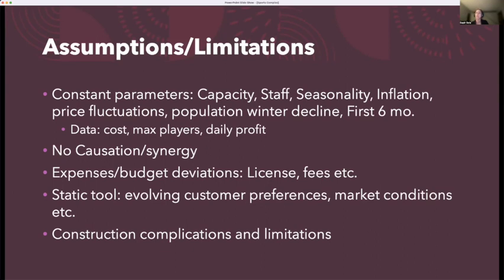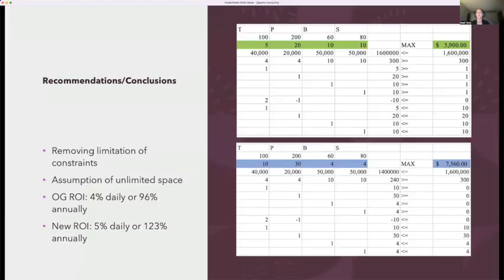So it's good to keep that in mind too, because those real life factors will come into play and impact our numbers. The last one that I like to bring up is the construction complications and limitations. So we all know construction takes time. We all know that sometimes construction costs more than it was originally meant to cost. Resources are limited. And so those kinds of things will also impact how practical those model results really are.